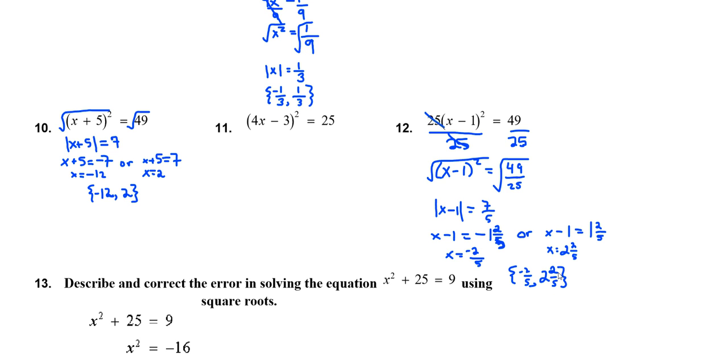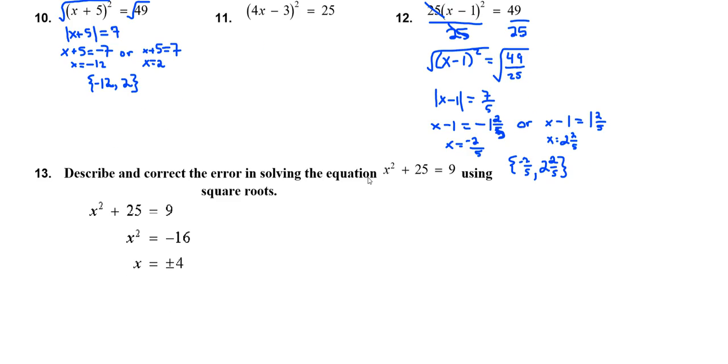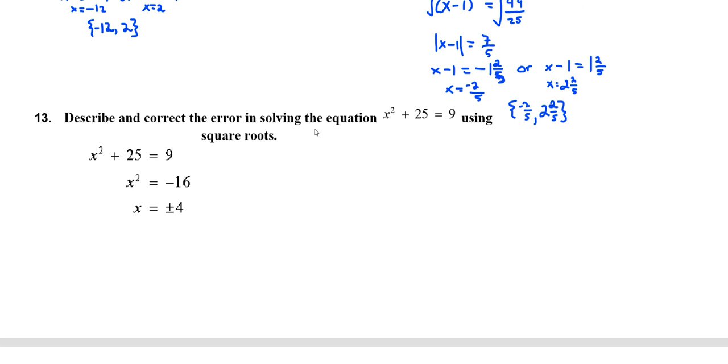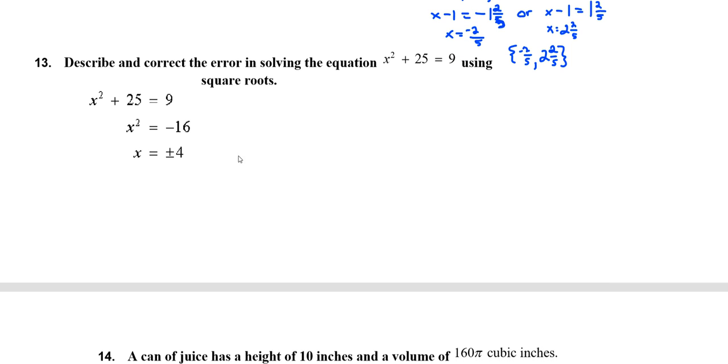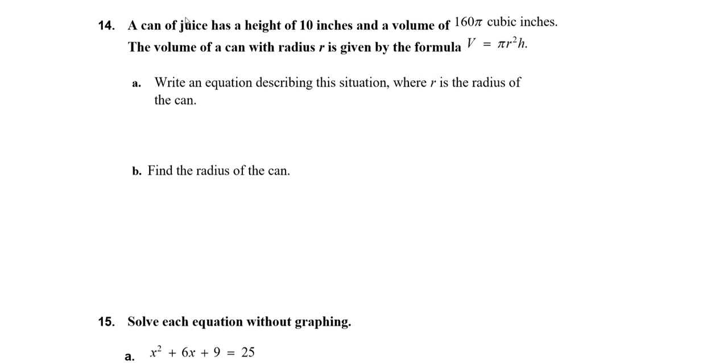All right, moving on. Describe and correct the error in solving the equation. So you need to find the error here. I'm going to tell you it's something in these last two steps. Number 14, it says a can of juice has a height of 10 inches and a volume of 160 pi cubic inches. The volume of a can with radius r is given by this formula. Write an equation describing the situation where r is the radius of the can.